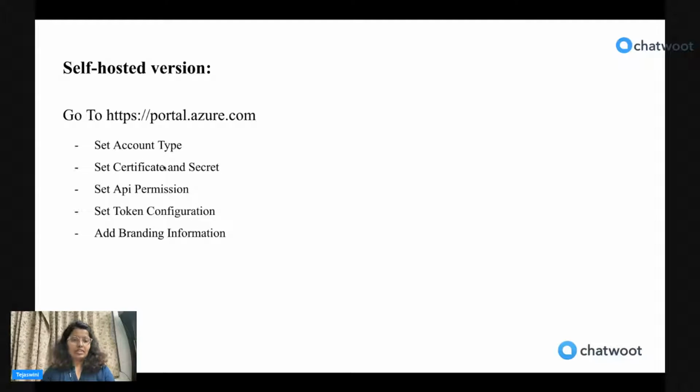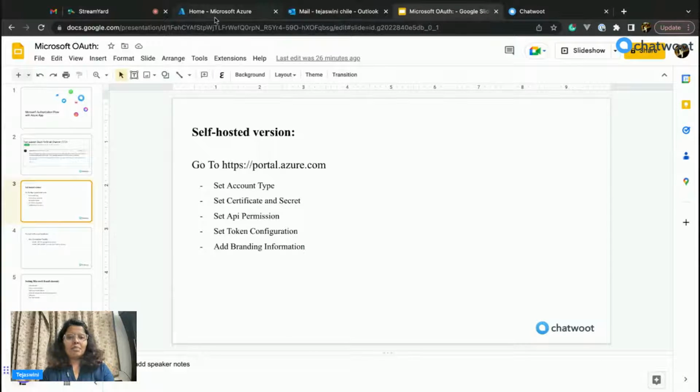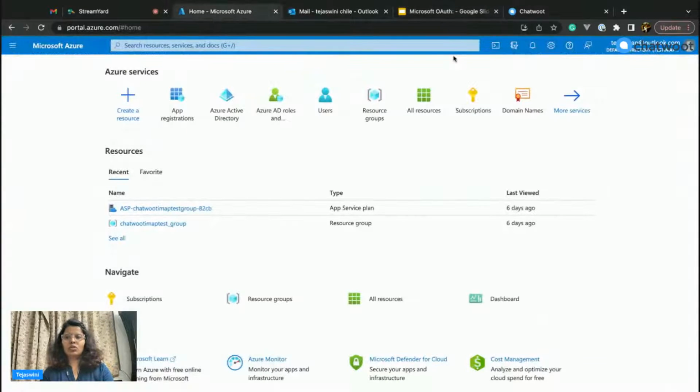After you go to this link, you need to set the account type, you need to set the certificate and secret, you need to set the API permission, then you set some token configuration and the branding information. So we are going to check these steps one by one by setting up one app in the portal.azure.com.